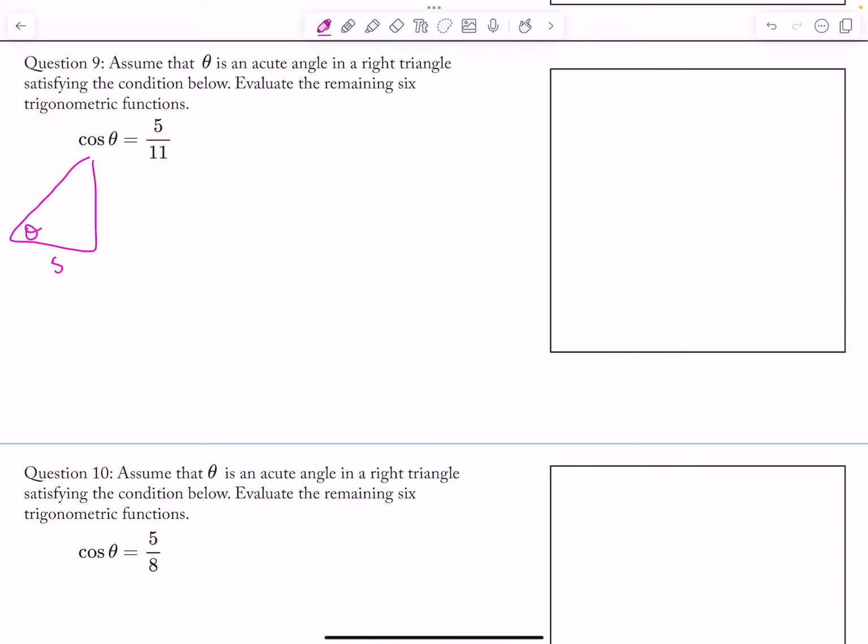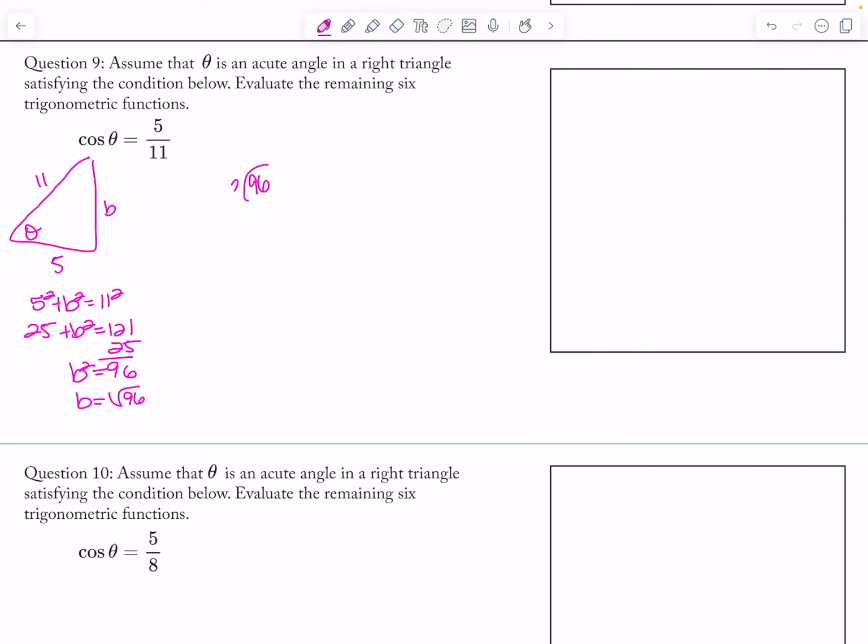Theta, 5, 11, looking for b. So 5 squared plus b squared is equal to 11 squared, so 25 plus b squared is equal to 121 minus 25, 96. Maybe. Yeah. So b squared is equal to 96. So b is root 96.